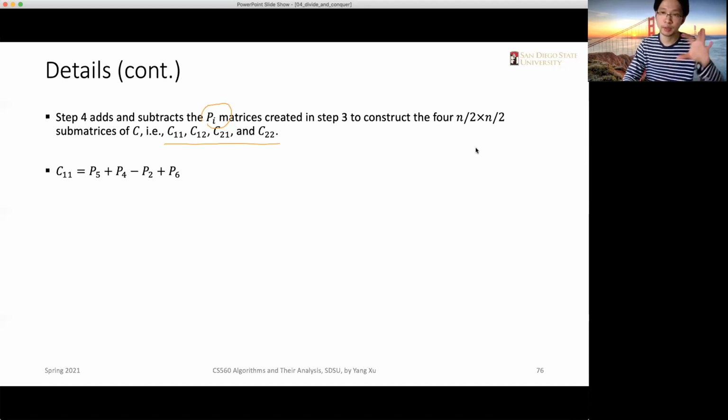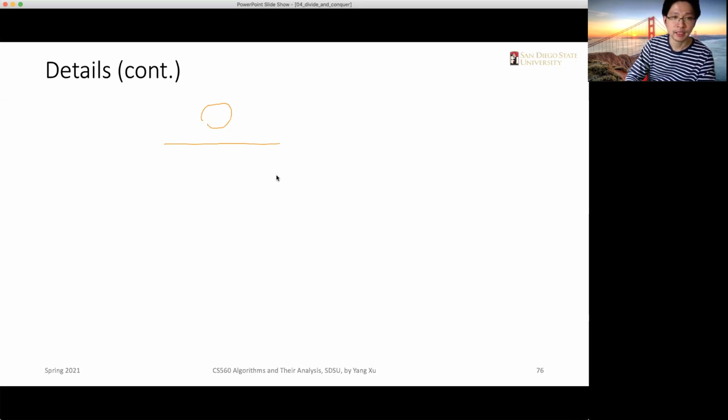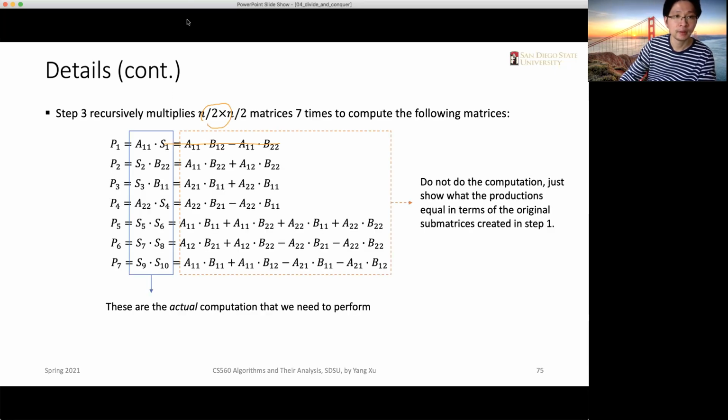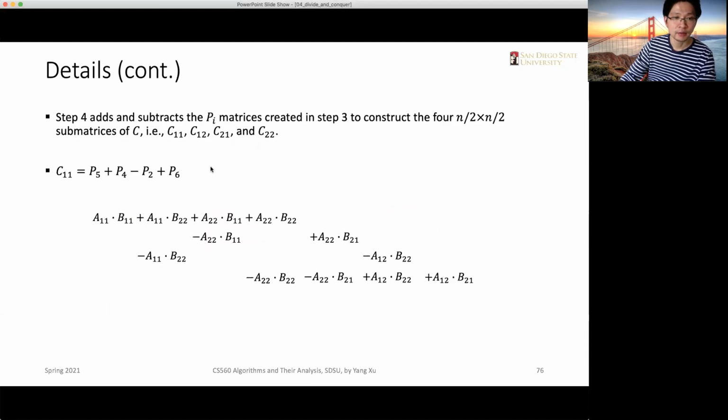If we copy the equations from the previous slide to this slide, okay, let's go to the previous slide again. P5 is this very long term, right? So if we copy P5 and the other P's to the next slide, we will find that it looks like this. That is P5. And P4 is the result of negative A22 times B11 plus A22 times B21. And P2 is the third line. P6 is the last line.